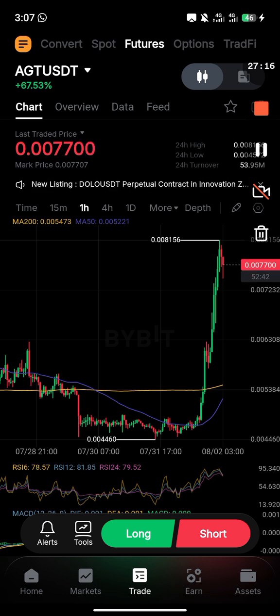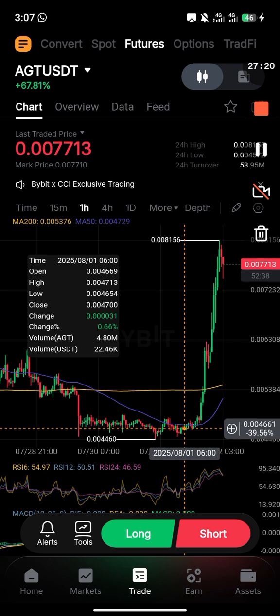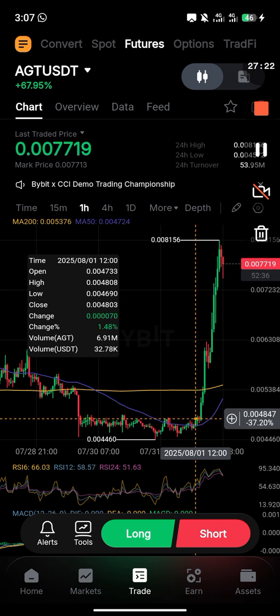This is an example of a ranging market. You can see that once there's a breakout from a ranging market, it will either go massively up or massively down. Always don't forget that too. So you always wait for a breakout.